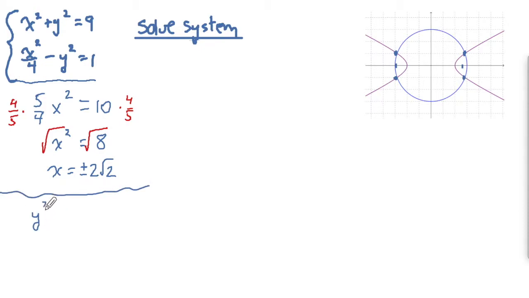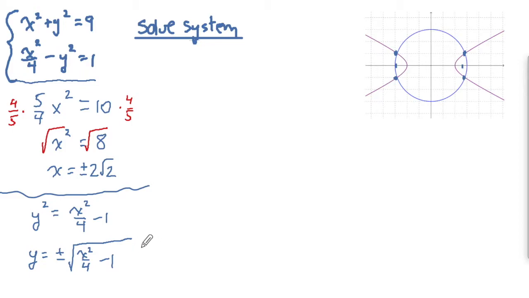Y squared is equal to x squared over 4 minus 1, because the y squared will become positive, the 1 will become negative. And then when we square root both sides, we're going to get y is equal to, and don't forget, plus or minus the square root of x squared over 4 minus 1. Alright, and now we can substitute in our two values.